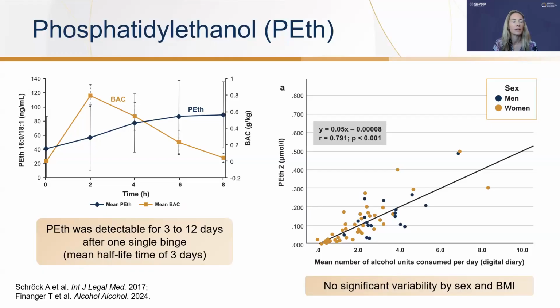It's a phospholipid that's formed exclusively in cell membranes in the presence of alcohol. So it's really highly sensitive and specific as a direct biomarker for recent alcohol consumption. There's no significant variability by sex or by BMI. You can rarely see false positives if the patient has had recent blood transfusions where there was a lot of alcohol in the donor. So that's just something to be aware of.